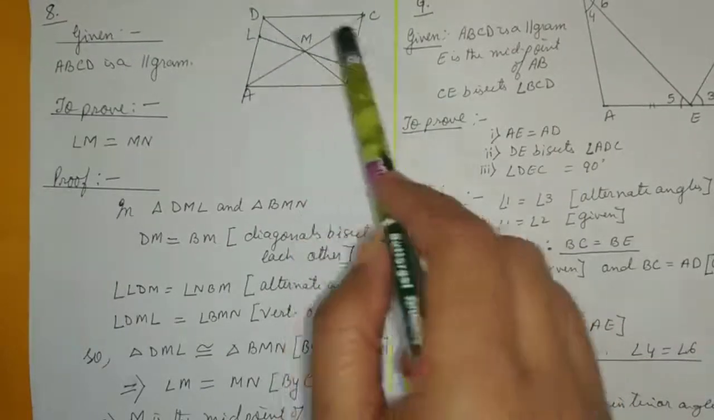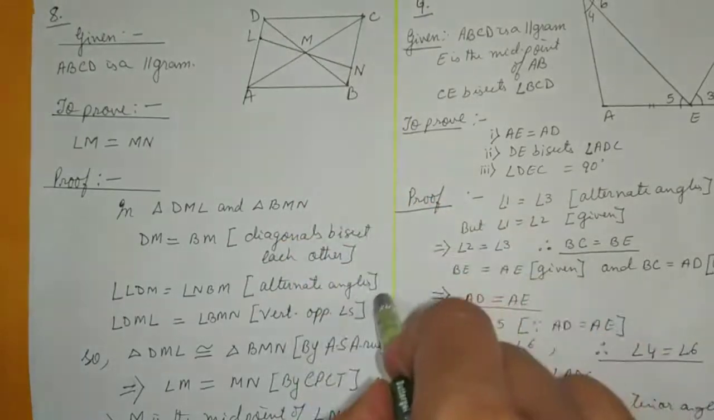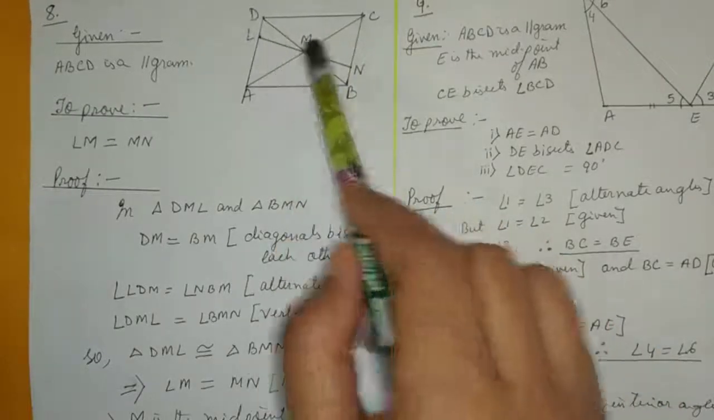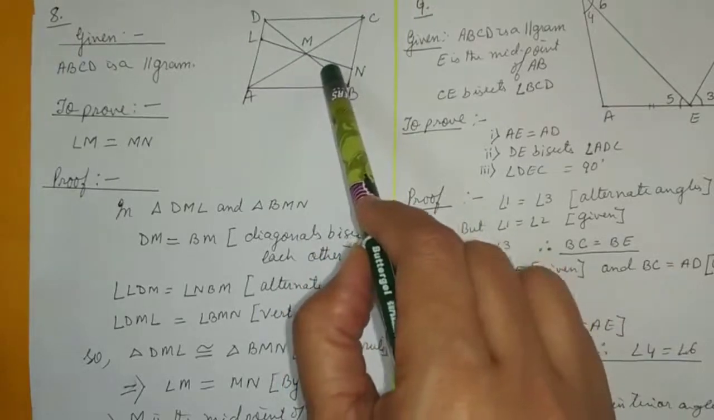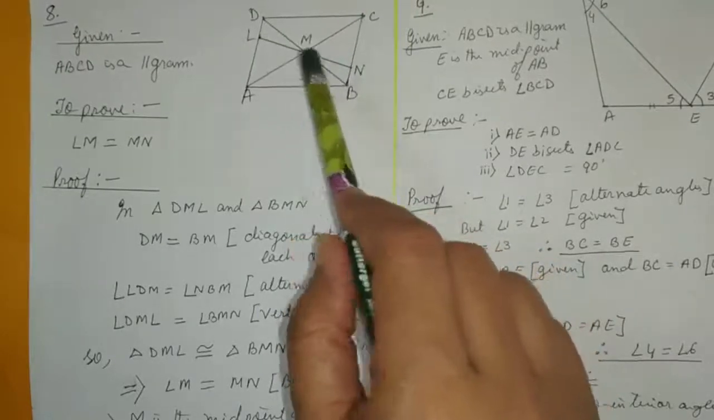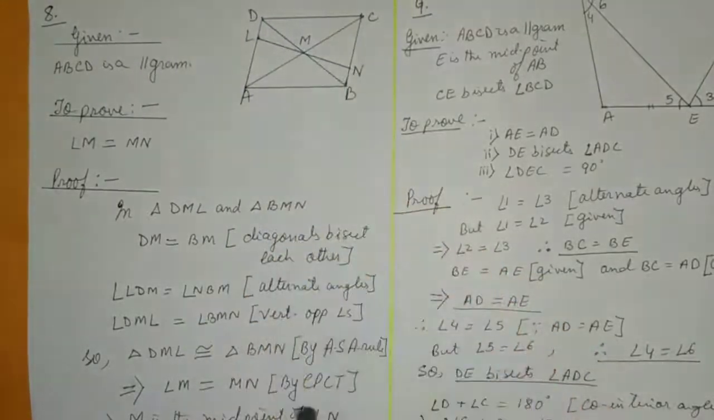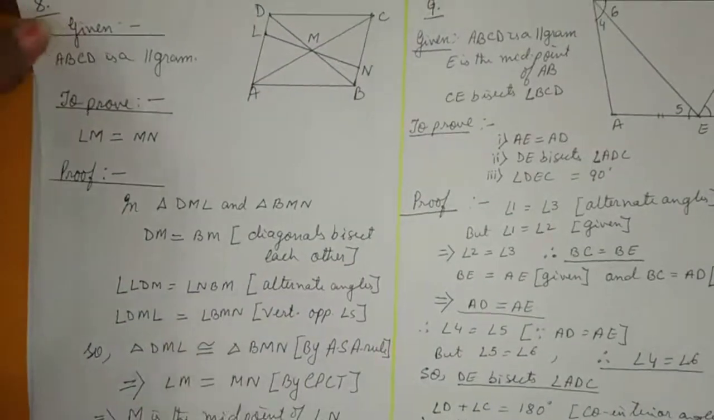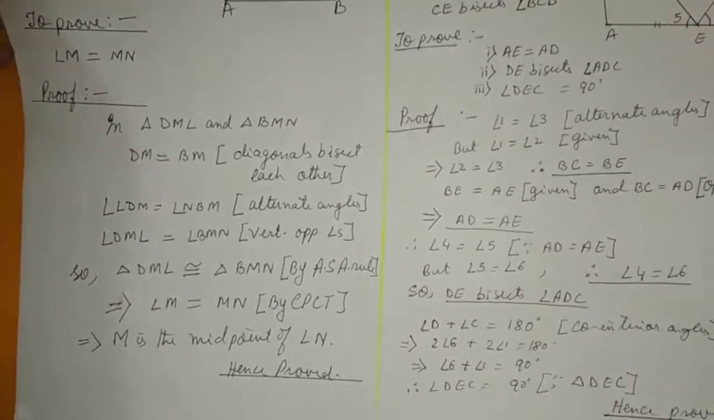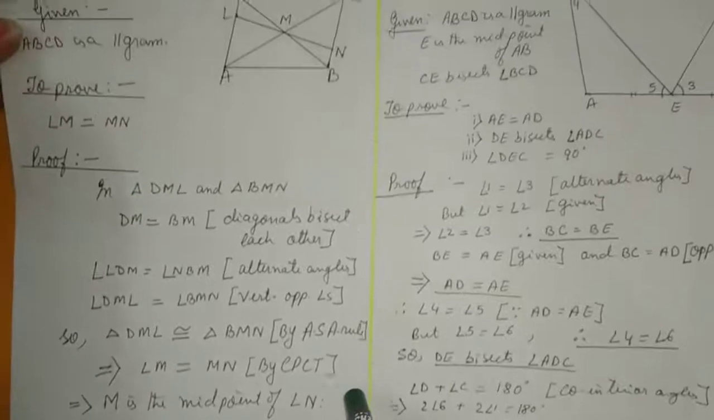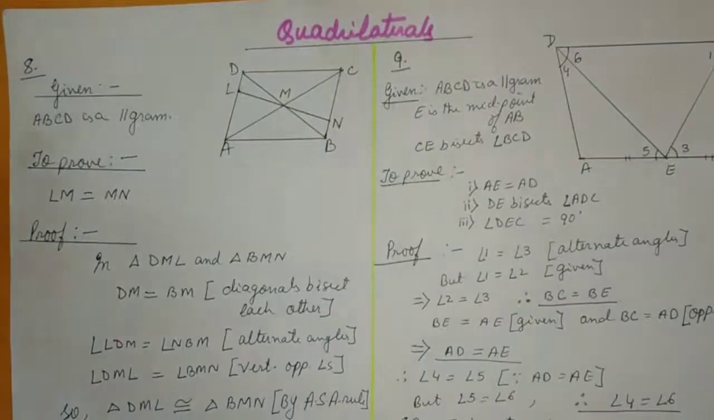Angle LDM and angle NBM are equal interior opposite angles. Similarly, angle DML and angle BMN are equal vertically opposite angles. So the two triangles are congruent by ASA rule. So LM and MN are equal by CPCT rule. Thus M is the midpoint of the line LN and hence proved. This is the working. You can pause and note down if you want, or you can understand through my explanation. Try it out on your own.